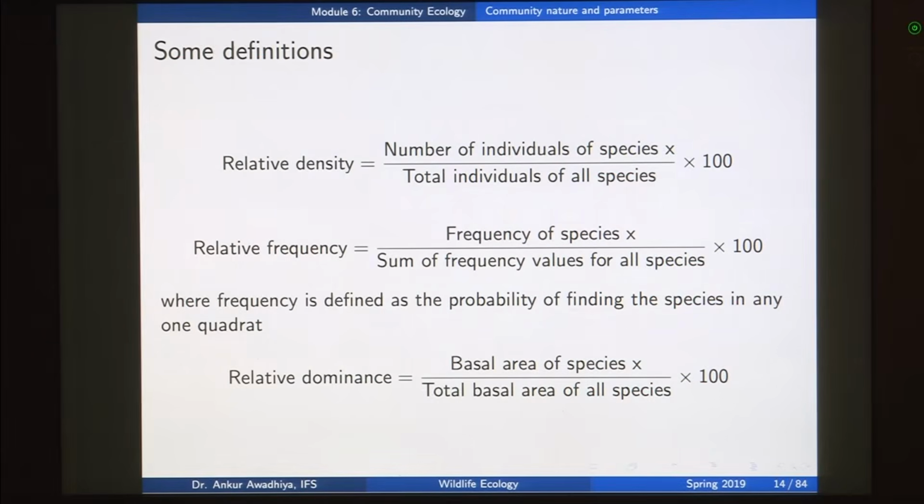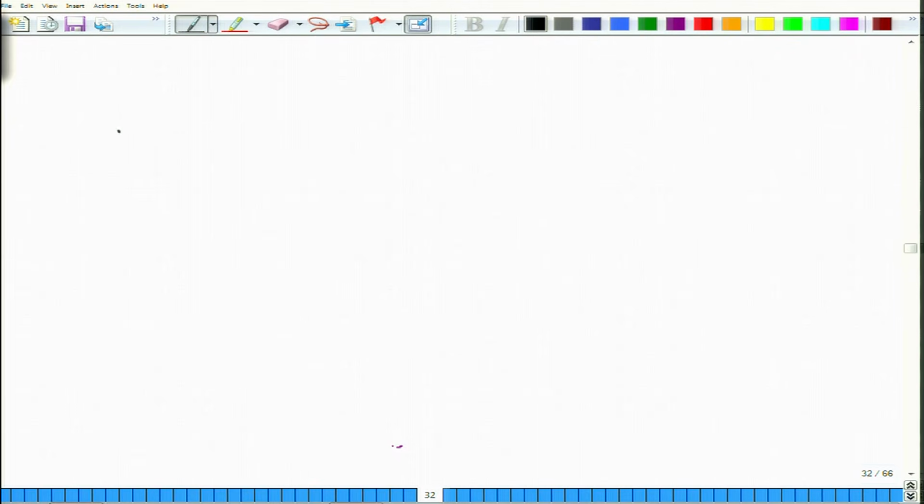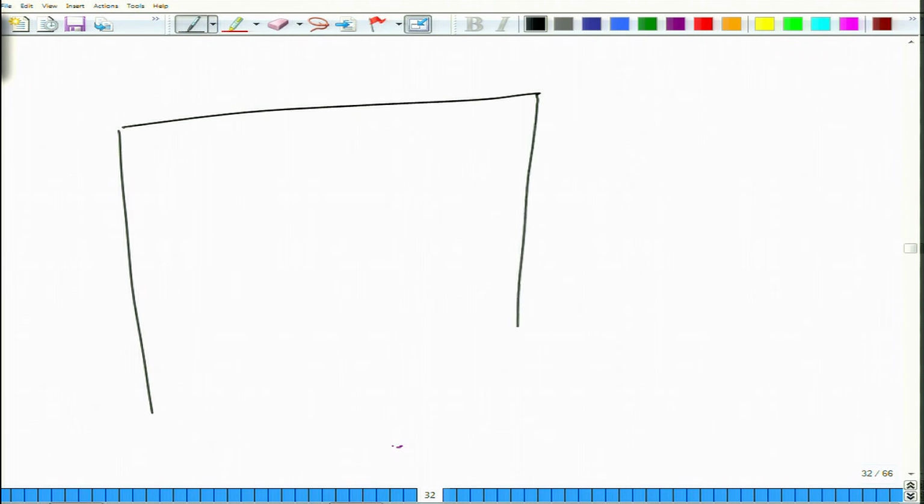Now, the second thing is relative frequency. Now, relative frequency is frequency of a species X divided by sum of frequency values for all the species into 100, where frequency is defined as the probability of finding the species in any one quadrat. Now, what does that mean? Suppose we have this forest or this community, and in this community you have individuals of different species.